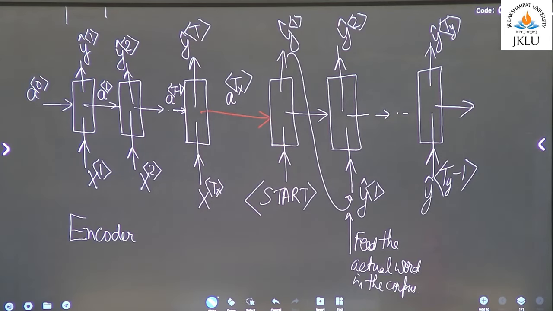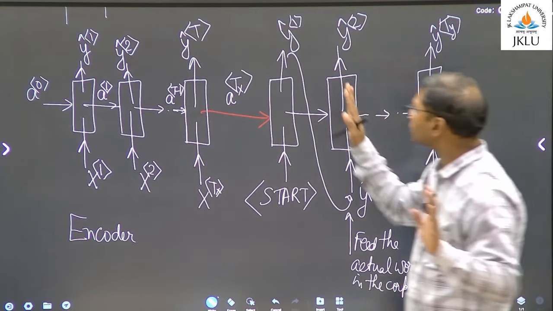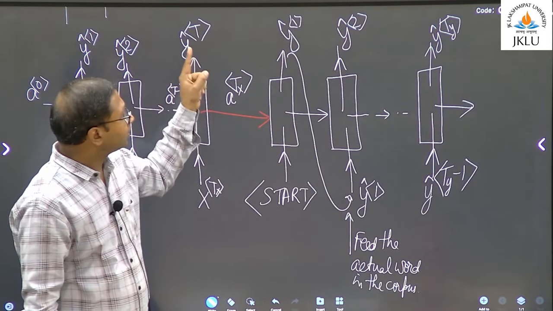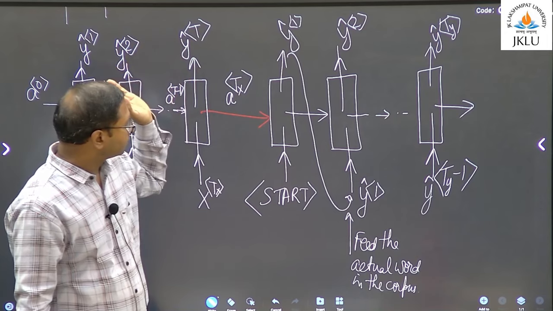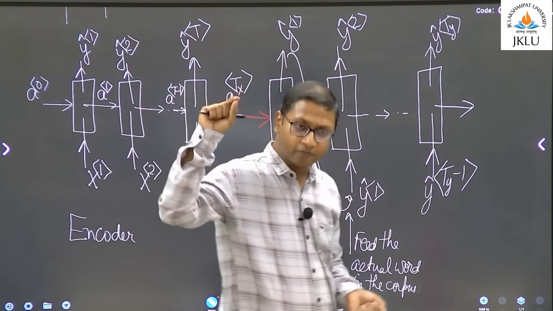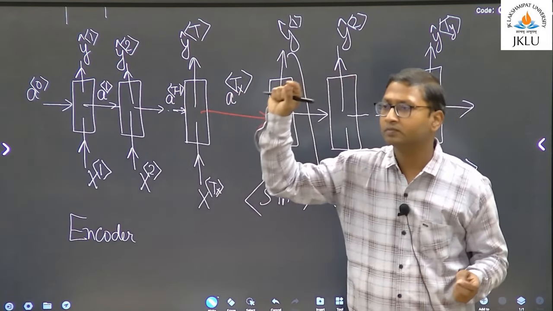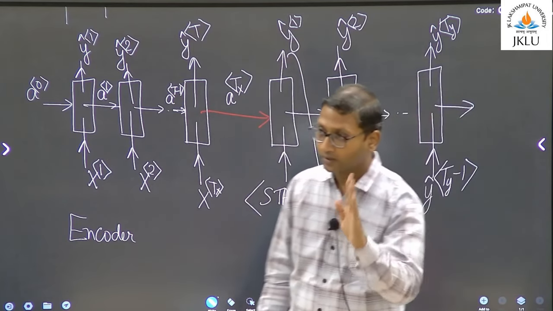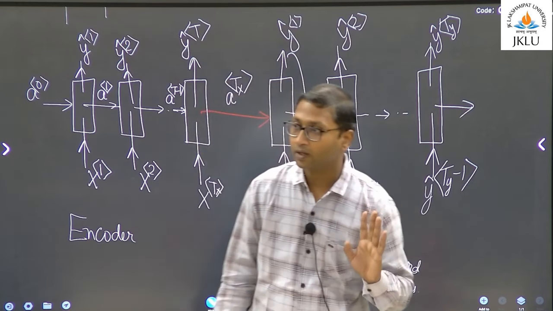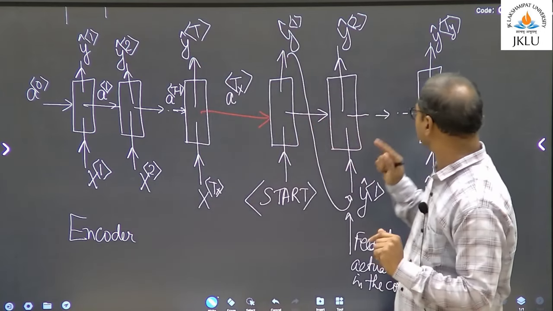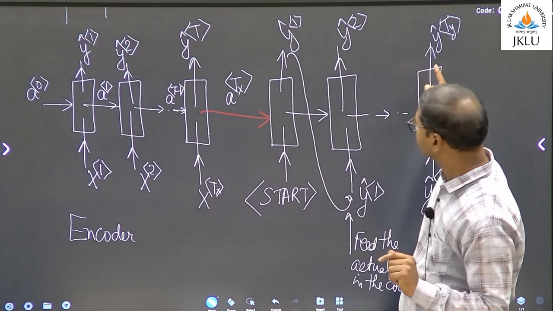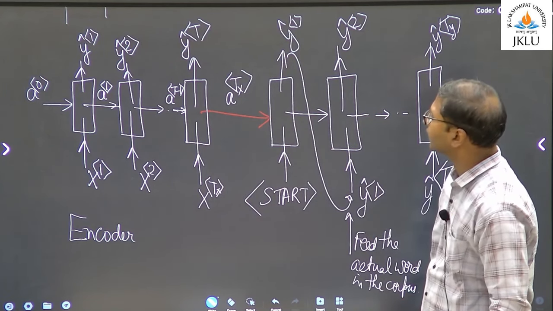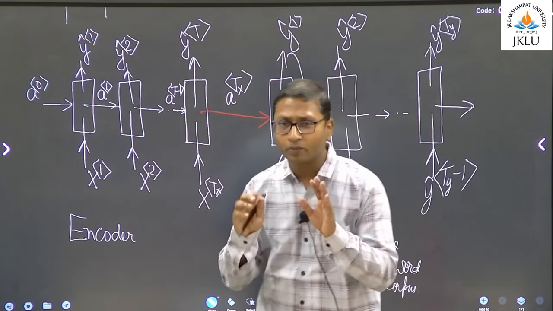In general, teacher forcing is fine. I have just let you know what teacher forcing is. That's it. Now, what were the problems of plain RNNs? They suffer from vanishing and exploding gradient. So that is one thing that you should know. Okay. Another thing. What else? What are the two problems here?